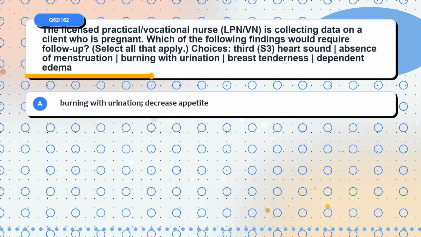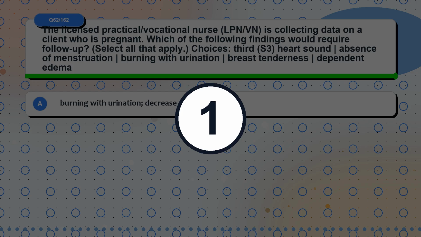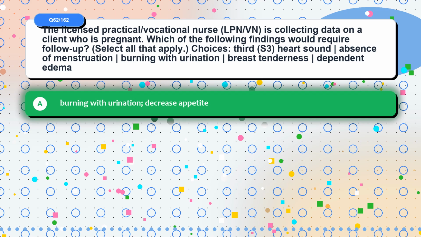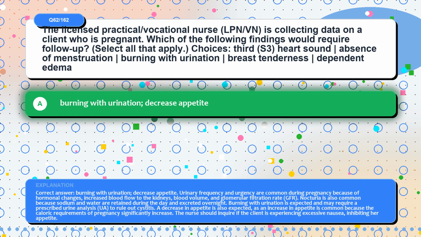Question 62. The licensed practical/vocational nurse (LPN/VN) is collecting data on a client who is pregnant. Which of the following findings would require follow-up? Select all that apply. Choices: third heart sound S3, absence of menstruation, burning with urination, breast tenderness, dependent edema. Here are the options. Option A: burning with urination, decreased appetite. The correct answer is option A: burning with urination, decreased appetite.